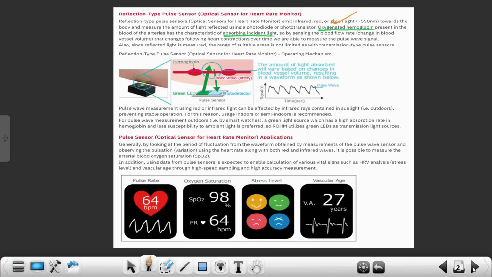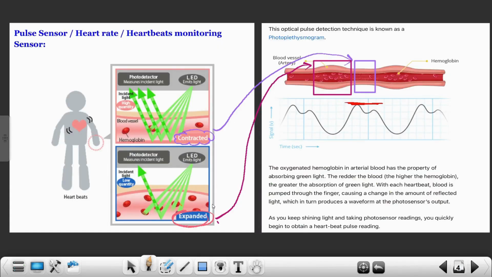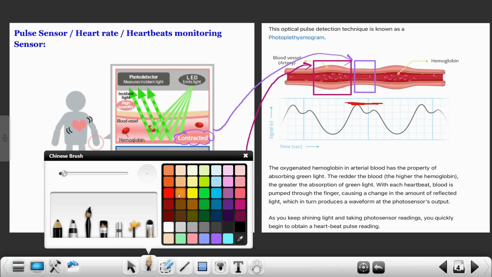During this scenario, since we have a lot of oxygen inside this artery, the majority of the light incident on this blood is absorbed by the hemoglobin molecules, and very little light is reflected back to the detector side. You see, during this interval we are getting a very low pulse. We are getting a signal.